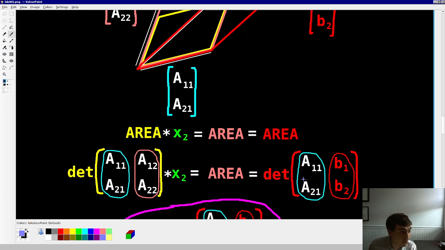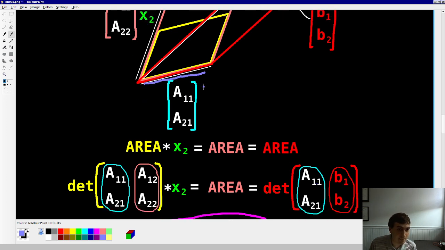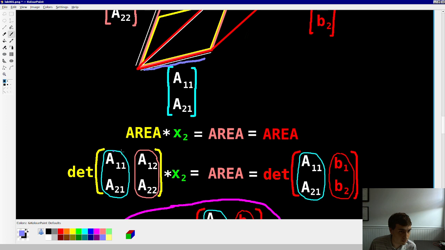The area of the red one, remember again, the area of the parallelogram is just the determinant of the column vectors, which are the sides of the shape. So in this case, the bottom is the same side as it was before. This is the original bottom. Here is the new bottom, it's the same.